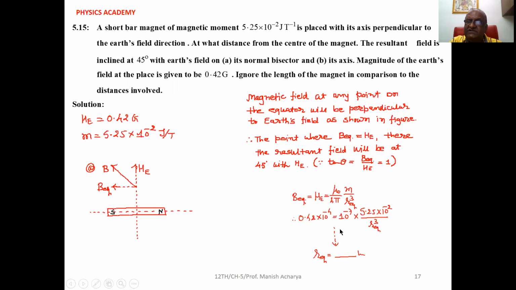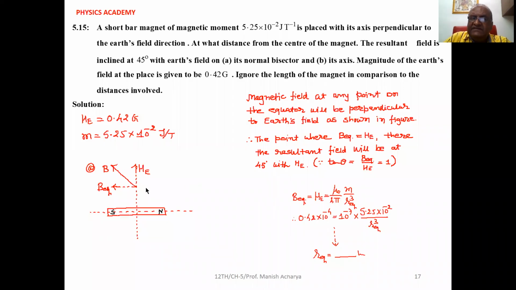Now solve this equation and from that calculate r equator, meaning at this particular distance you will get the resultant magnetic field exactly at 45° with Earth's horizontal field. Clear up to this one?